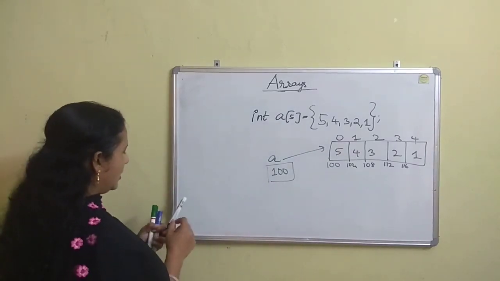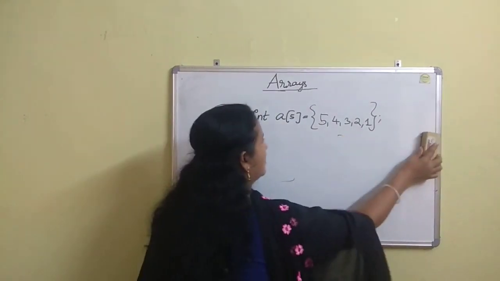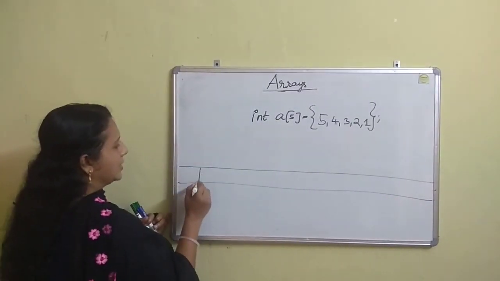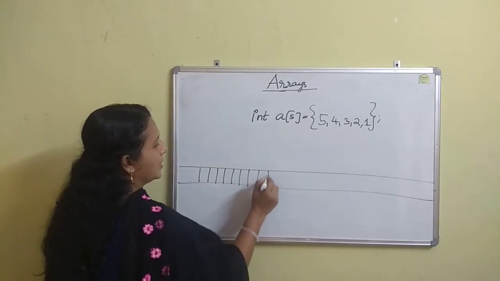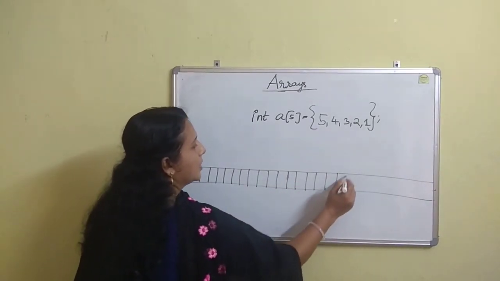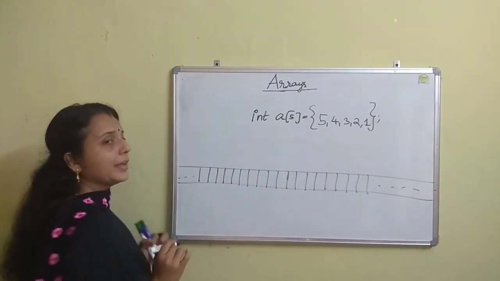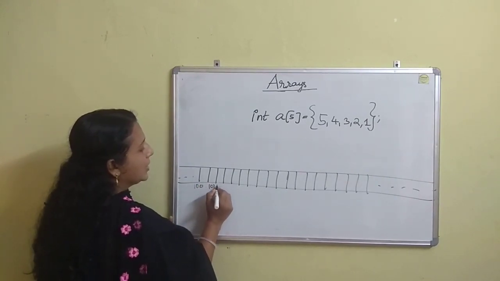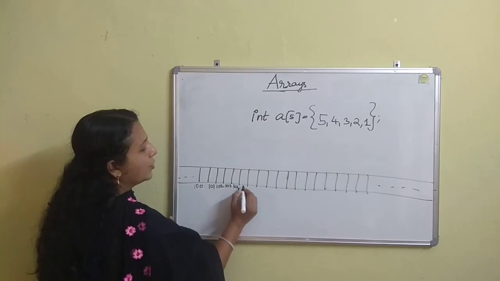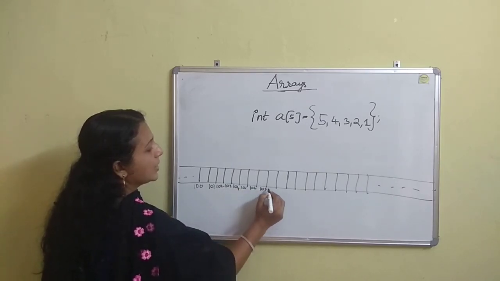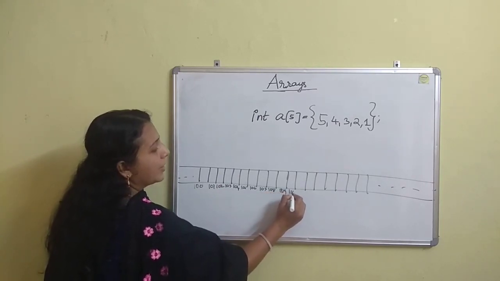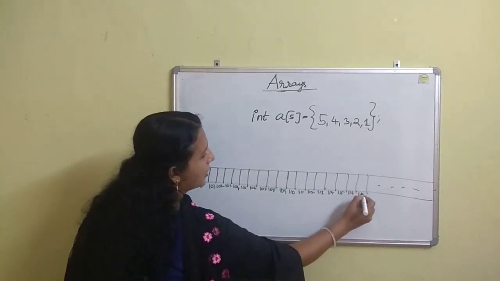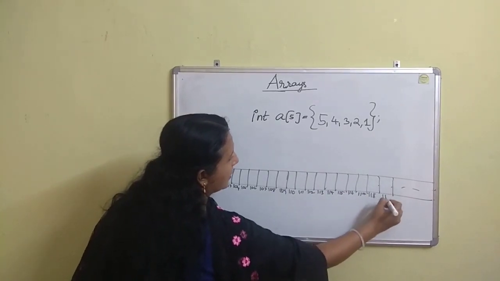So let us elaborate this example. Suppose these are the memory cells that are present here. Okay, these are the cells of a memory, and a lot of memory cells are available here and here also. Okay, suppose this is the address for this memory cell, and this is 101, this is 102, this is 103, 104, 105, 106, this is 107, 108, 109, 110, 111, 112, 113, 114, 115, 116, 117 and 118, and this is 119.